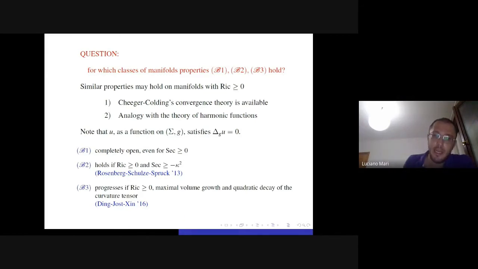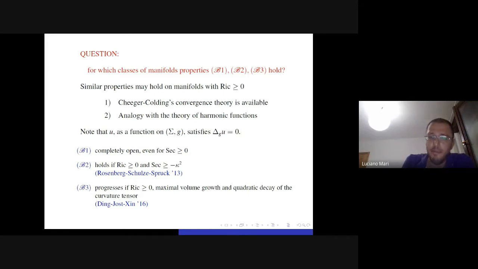And problem 3 has been addressed by Ding, Yost, and Xin. If the manifold has non-negative Ricci curvature and a further assumption, maximal volume growth and quadratic decay of the curvature tensor, the outcome is a theorem that says that if you have on this manifold an entire minimal graph that grows at most linearly, then the manifold is Euclidean space. But it's quite delicate. Okay.